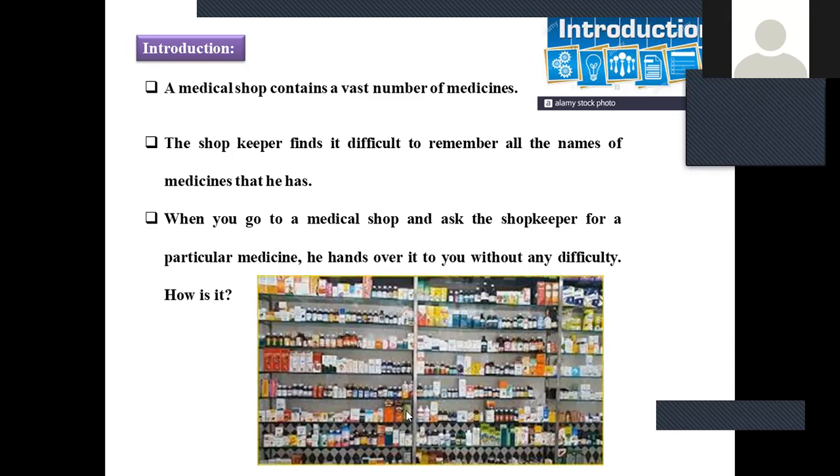So what is your question? You are going to ask for a fever tablet, otherwise a pain relieving agent, whatever you want. Within a fraction of a second, that shop person will bring you whatever you want. In spite of a large number of various medicines being present, he is able to locate and identify within fractions of seconds whatever you are expecting.